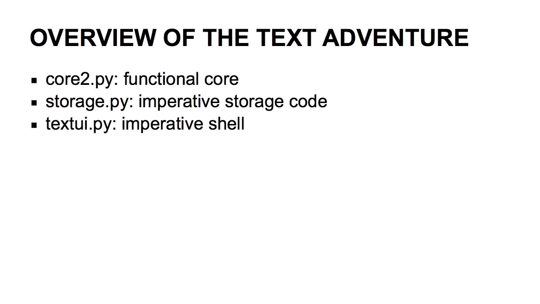In core2.py, we have the functional core of simulation code. The functions in this module operate by returning new versions of game state and have no side effects. In storage.py, we have the imperative storage code. This is full of side effects, but it's pretty well contained.